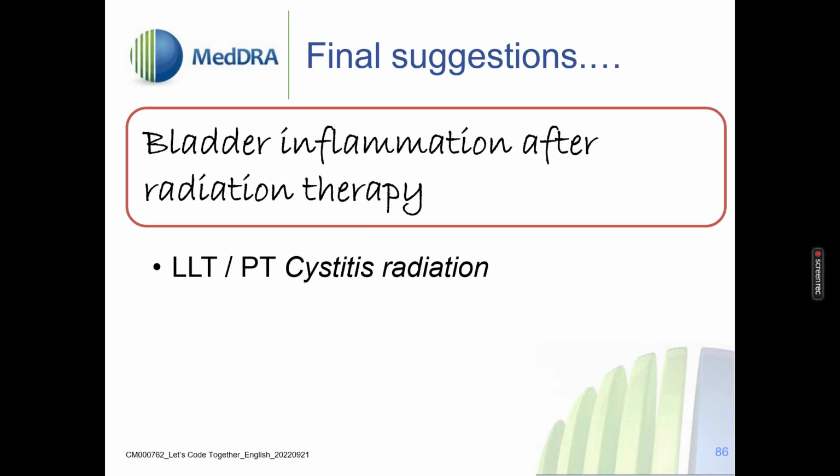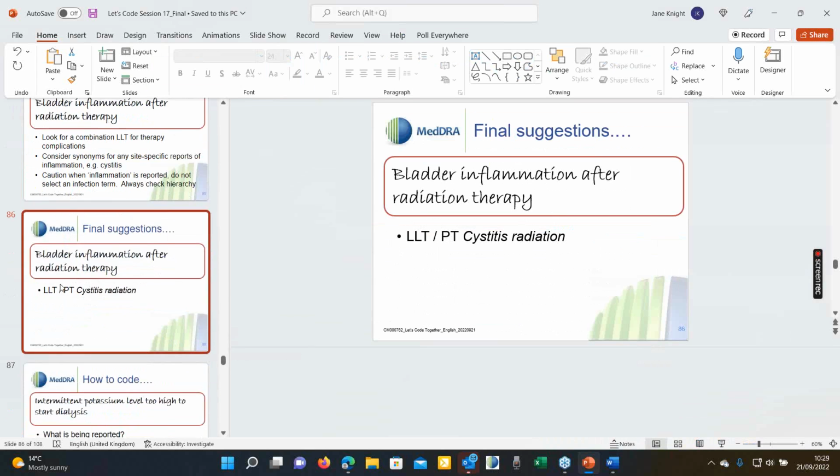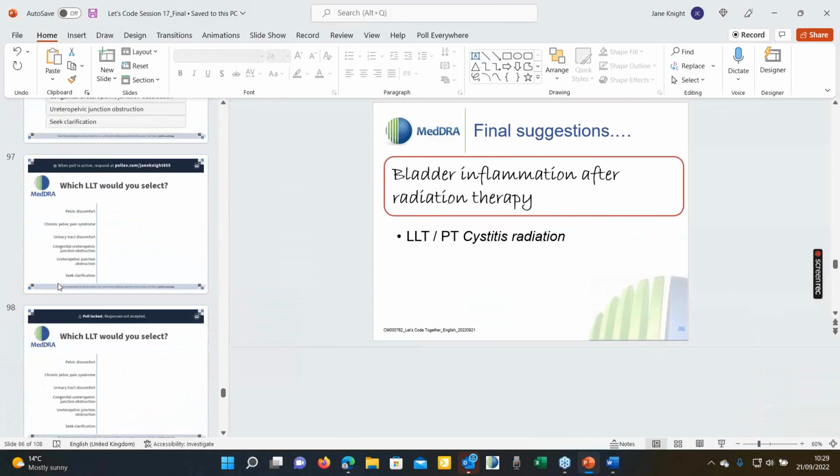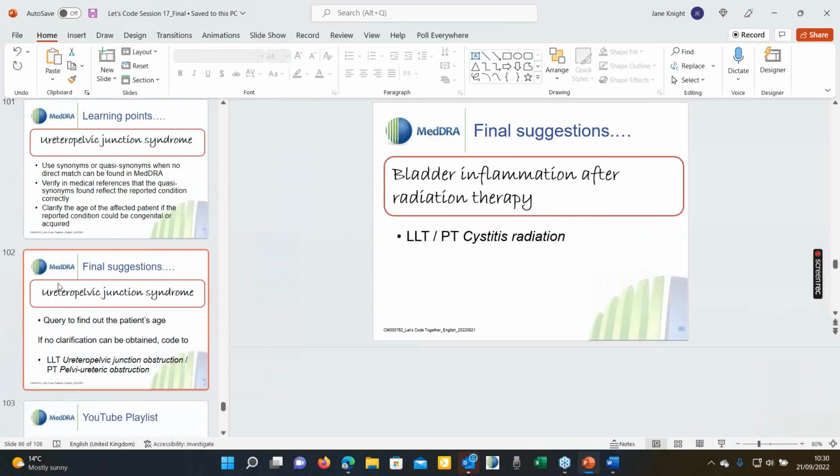So we've managed to do 10 today. I see that we're just coming up to 10:30 here in the UK. That leaves us the 2 examples that we'll carry forward to next time. We'll start with these last 2, finishing off the renal. Intermittent potassium level too high to start dialysis.